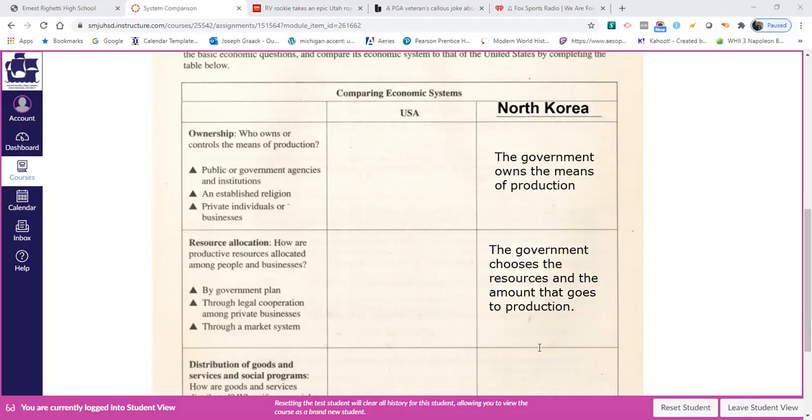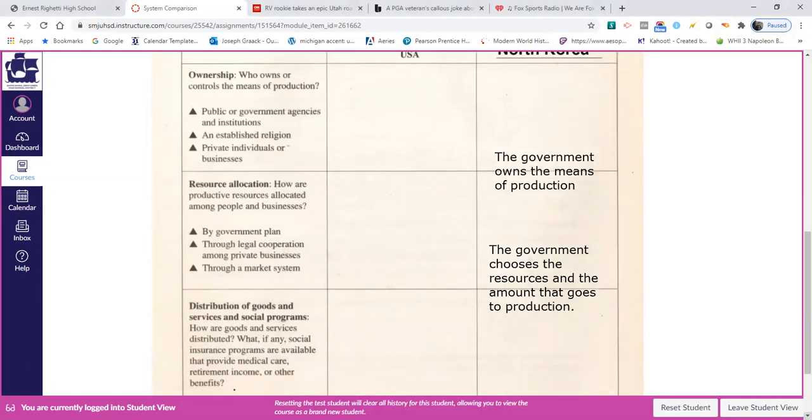All right, and then lastly, group two, in terms of distribution of goods and services, when you look at distribution of goods and services, how are goods and services distributed? What, if any, social insurance programs are available in terms of healthcare benefits, things like that? So on the last part, distribution of goods and services, after things are produced, what it's asking is, how does North Korea distribute those?